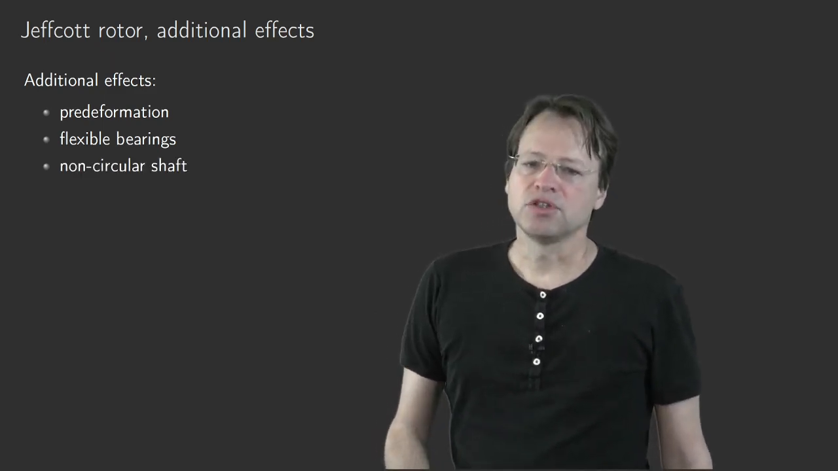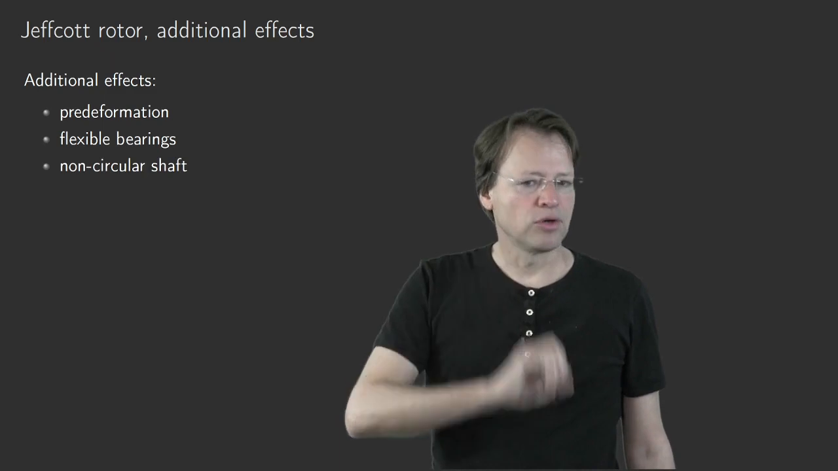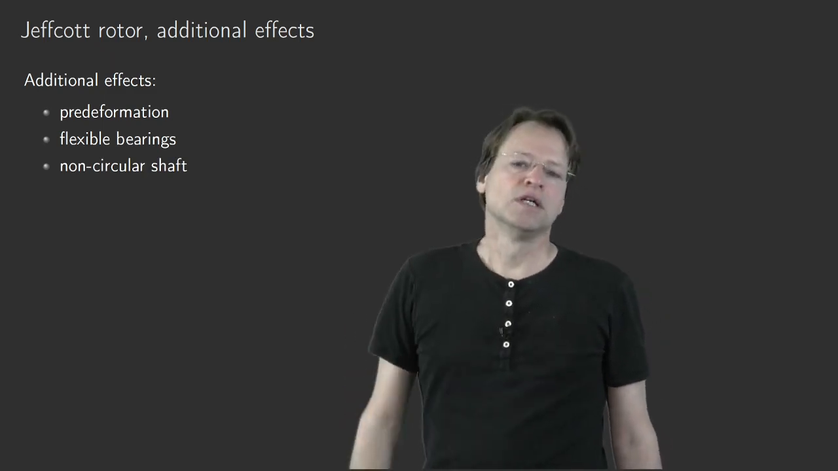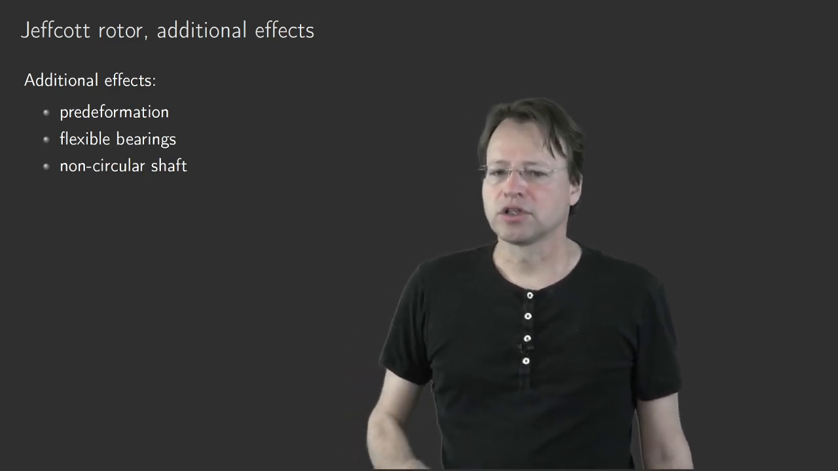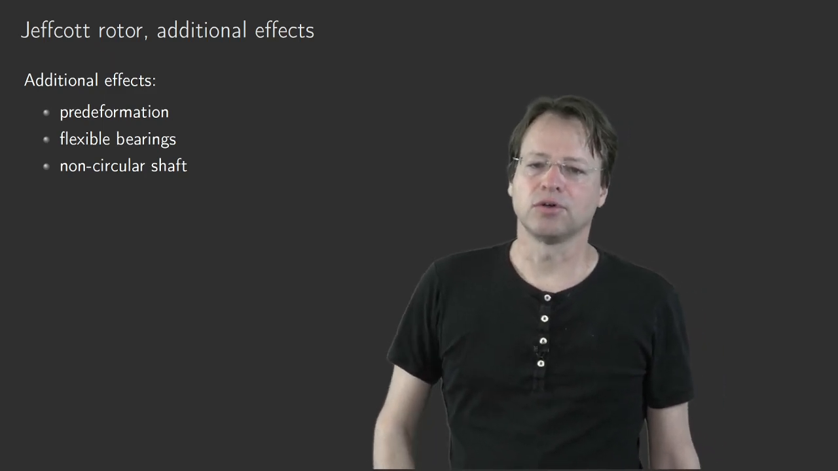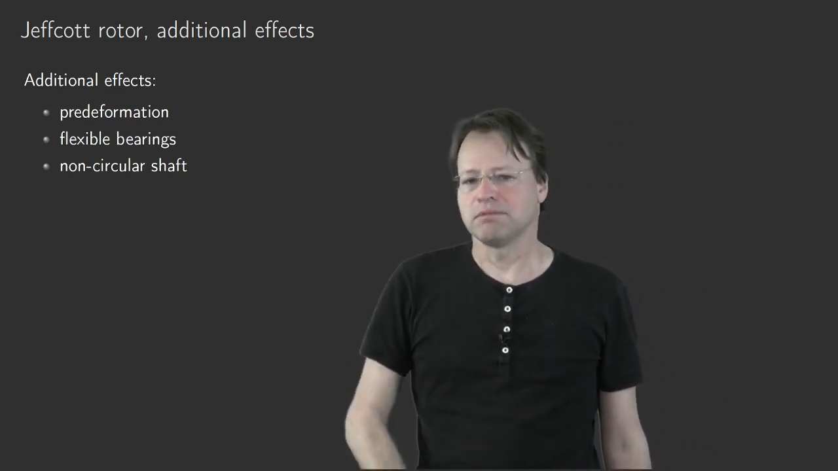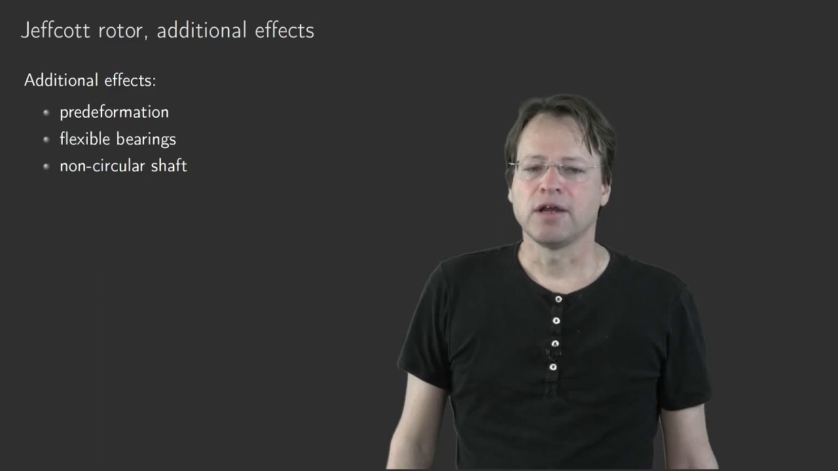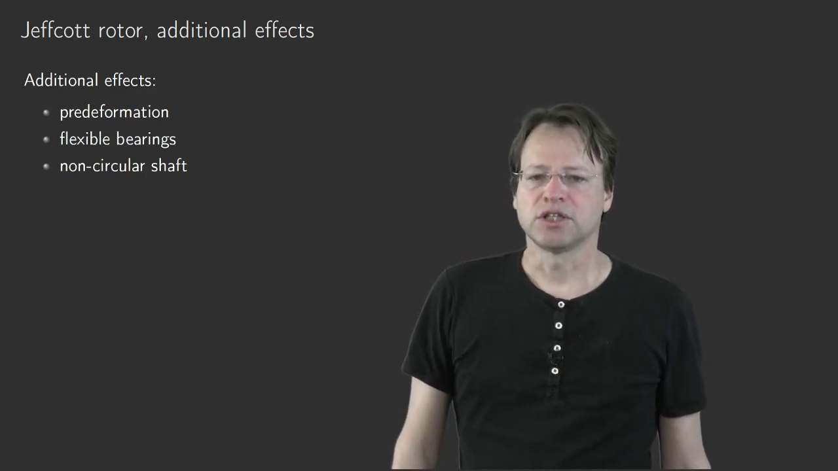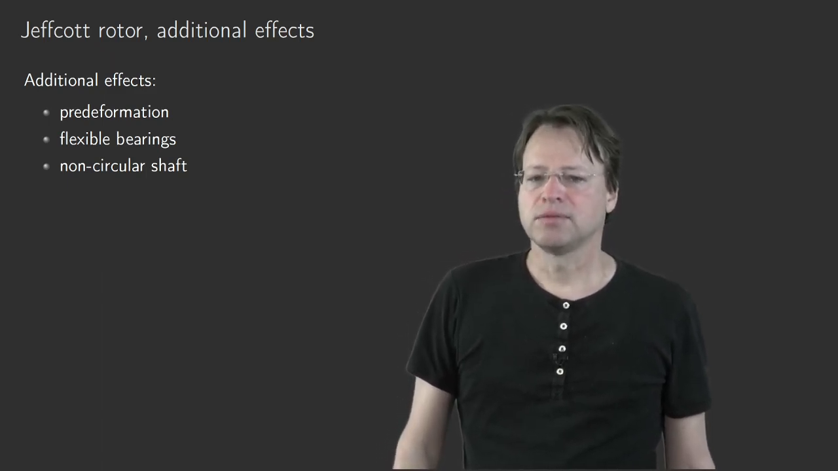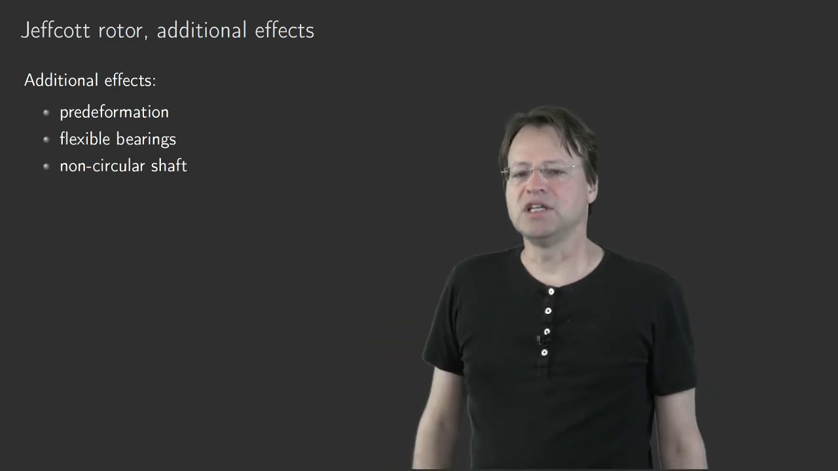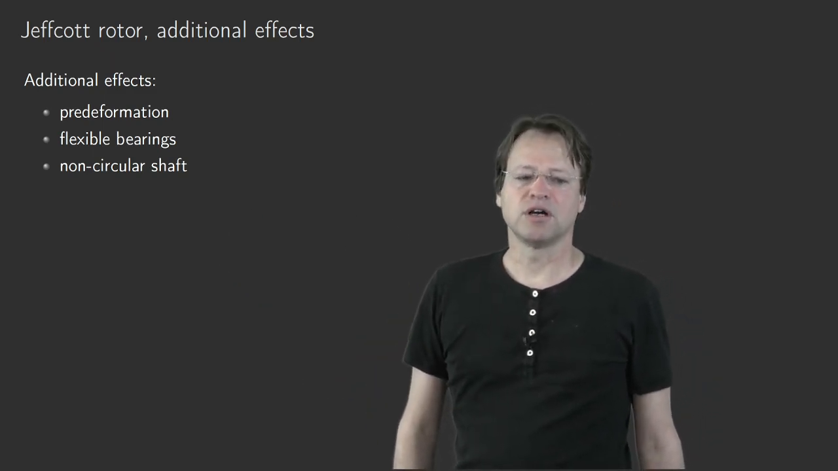Next, we assume that the shaft is perfectly circular, and as you know, real shafts are not perfectly circular but are non-circular. This leads to a big modification, I would say, of our classical Jeffcott model, and this will be discussed here when we deal with non-circular shafts.